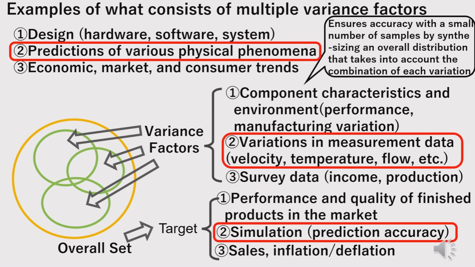The second example is the case of predicting the motion of an object, the environment, or a physical phenomenon using simulation or other methods. To account for variance in such cases, Monte Carlo simulations are often used. A Monte Carlo simulation is an iterative simulation with random numbers generated according to a distribution of individual parameters to obtain a distribution of results.